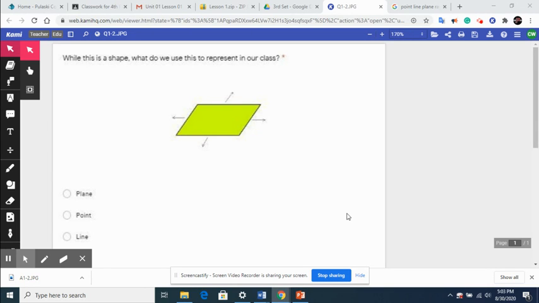This first problem states, while this is a shape, what do we use this to represent in our class? So what I want to do here to help find the answer is I want to define the answer choices that we have here. So I want to start right with B.